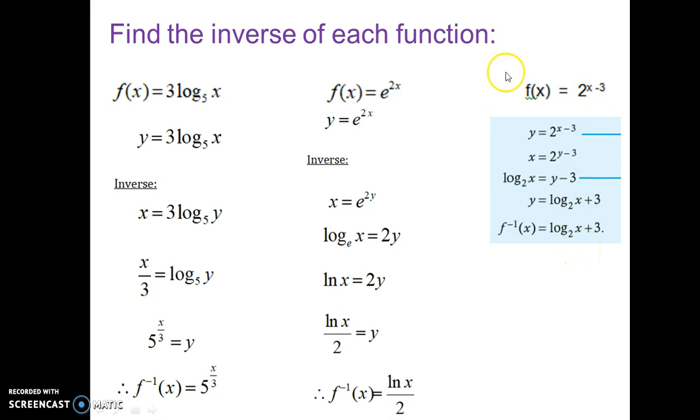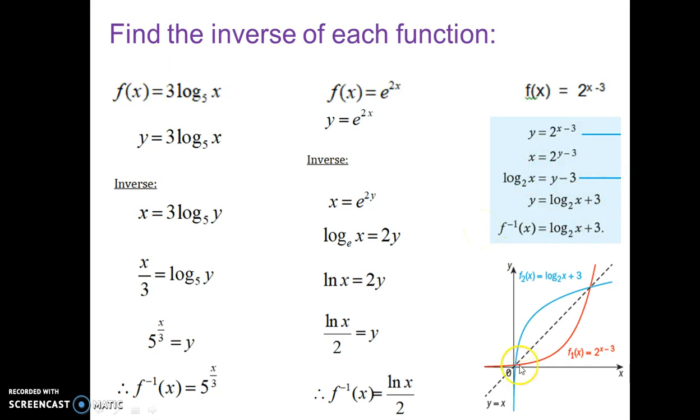All right, this one also I'm going to show a graph just to confirm that they're inverses. Here's the graph of log base 2 of x plus 3. Here's the graph of 2 to the power x minus 3. Notice they are perfect reflections across y equals x, therefore we can confirm they are inverses of one another.